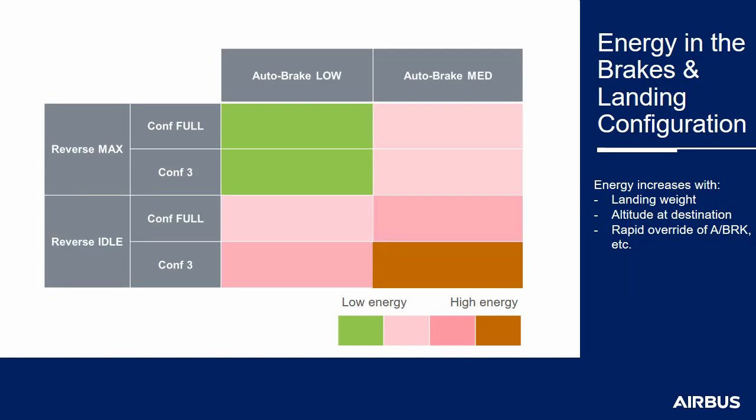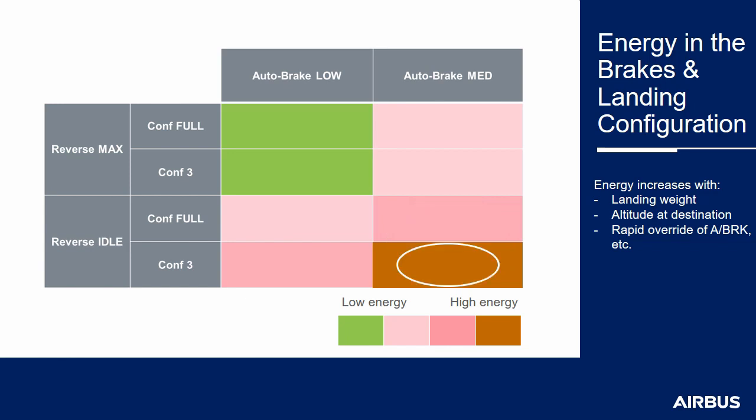Now, let's focus only on brake energy and the aircraft landing configuration. In order to prevent thermal oxidation of the carbon, avoid landing techniques that result in repeated excessive brake temperatures. As shown on the previous slide, you can see in the green cells of the table that using autobrake low with reverse max will ensure the lowest energy in the brakes. However, using autobrake med with reverse idle, without taking full potential of the reverse, leads to very high energy in the brakes, as you can see in the pink and brown cells.